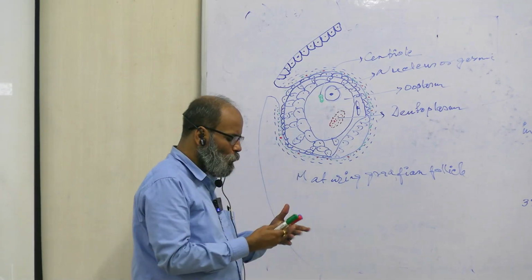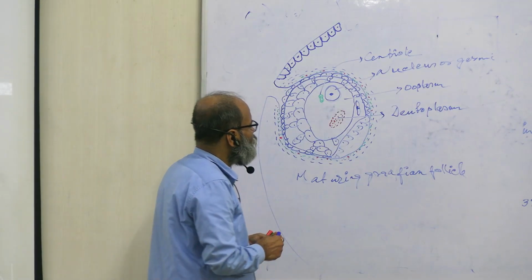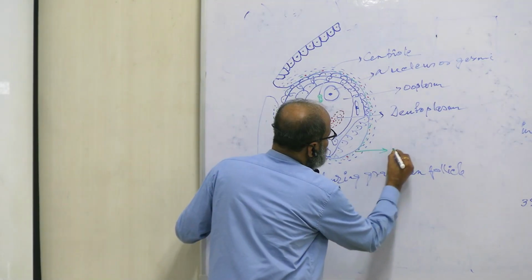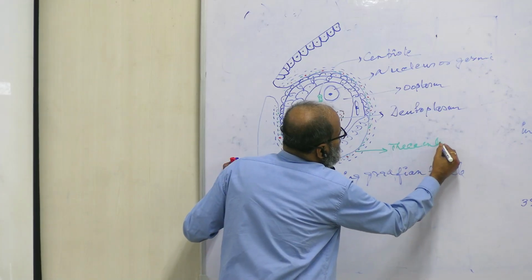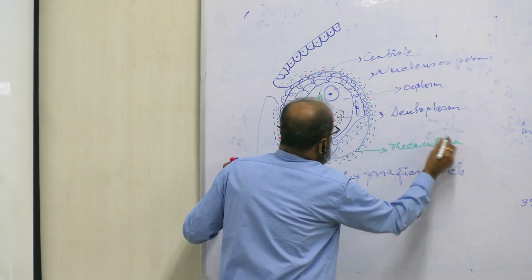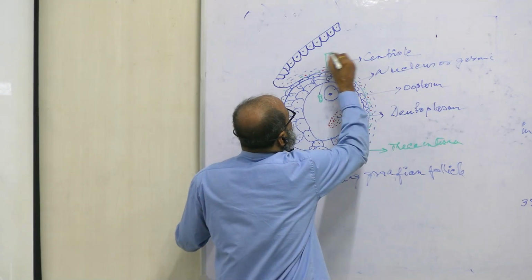It differentiates into two layers. Number one, the vasculocellular layer is called the Theca Interna. And the outer fibrous layer is the Theca Externa.